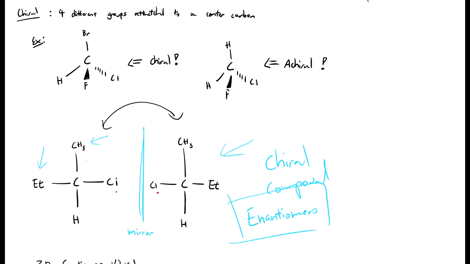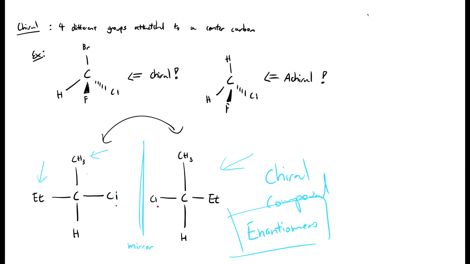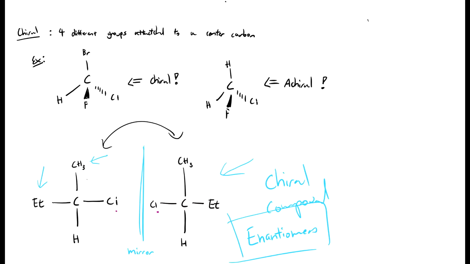So again, if a compound is chiral, then it always has a pair of enantiomers. Enantiomers is just the name for two compounds that are mirror images of each other. And really, we see this every day in our lives, because if you look at your left and right hands, those are a pair of enantiomers.